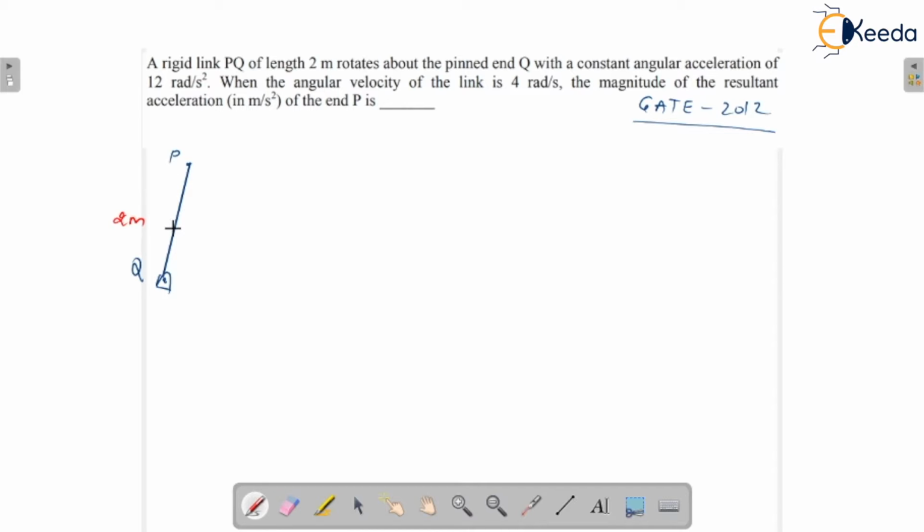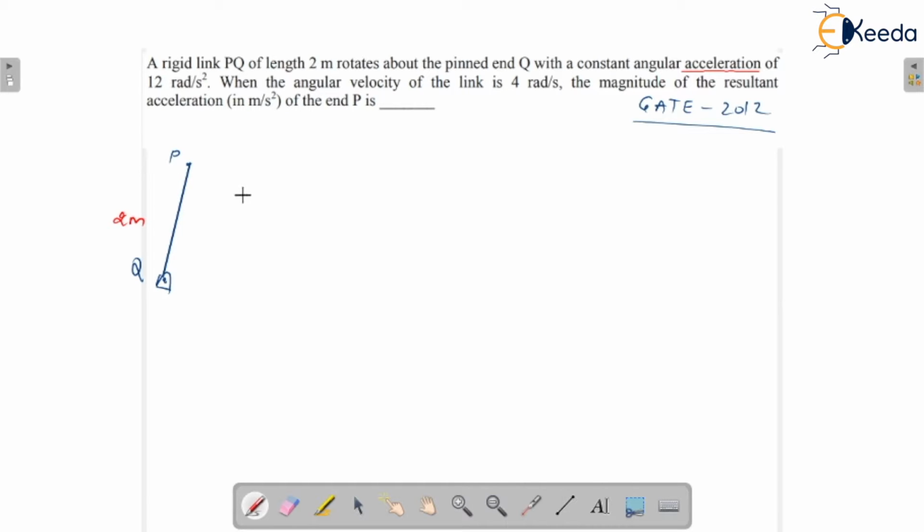See, this is a very important term: constant angular acceleration. It may be retardation. Okay, it is acceleration, but it may be retardation. What is important about this term? I will let you know. When the angular velocity of the link is 4 radian per second.